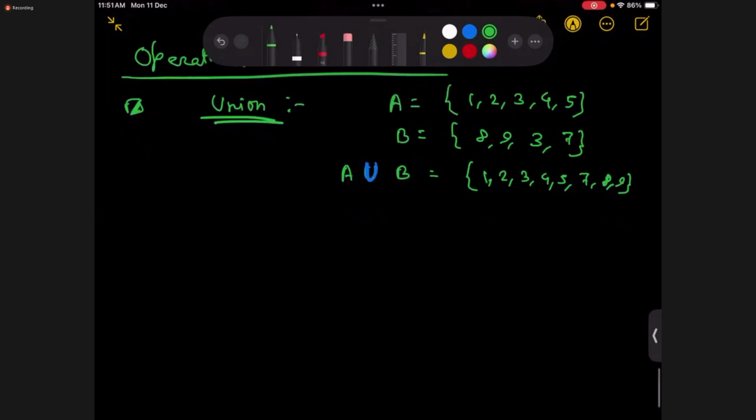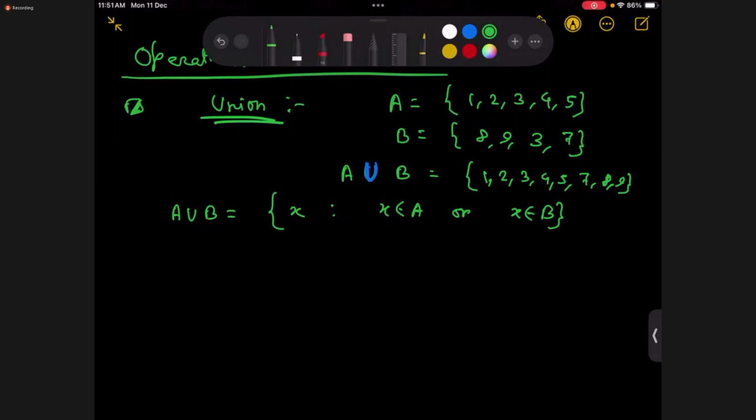So by definition we can say A union B is a collection of all those elements X such that X belongs to A or X belongs to B. Okay, so A union B is the collection of all those X such that X belongs to A or X belongs to B.